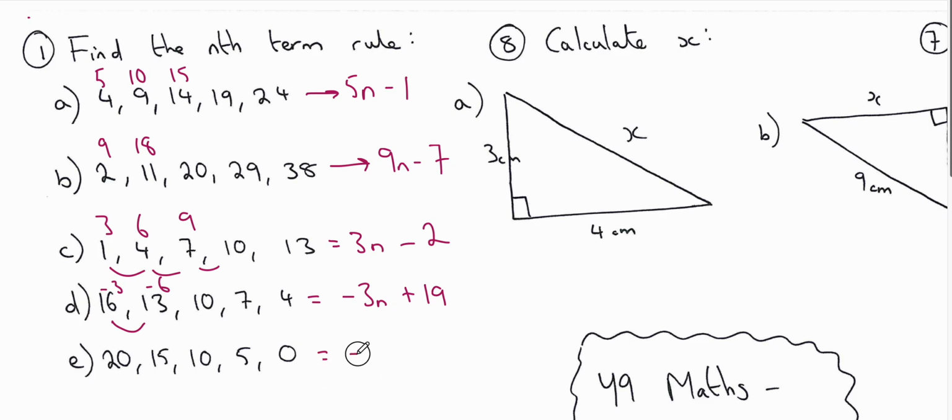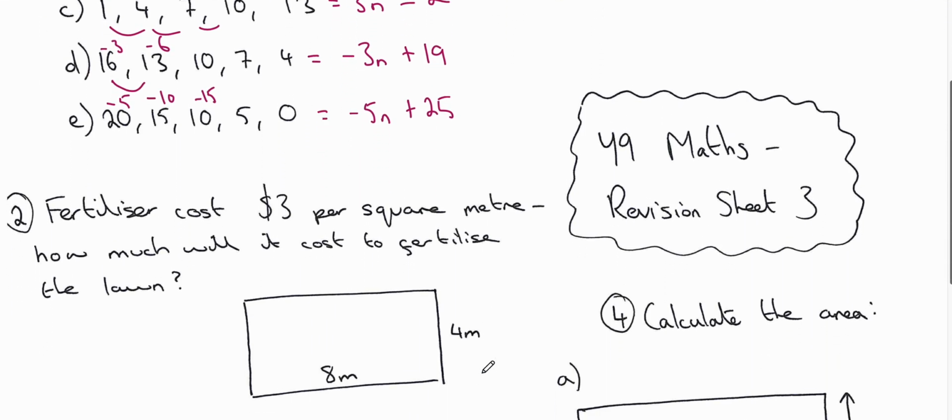Now the next one, it's going to be minus 5n because it's going down by 5 every time. So minus 5, minus 10, minus 15. So it's minus 5n plus 25, and that gives me the final solution there. I hope that's okay. That's called the nth term rule.